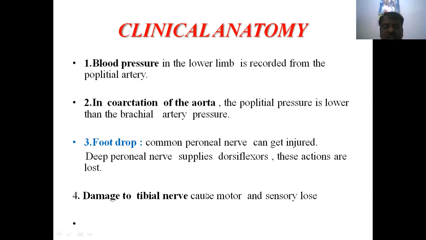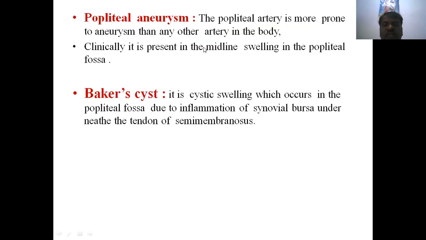Next, damage to the tibial nerve causes loss of motor and sensory supply to the calf muscles. Popliteal aneurysm is commonly found. It is more prone to aneurysm than any other artery in the body. Clinically it presents as a midline swelling in the popliteal fossa. So when we find a midline swelling, that may lead to a popliteal aneurysm.